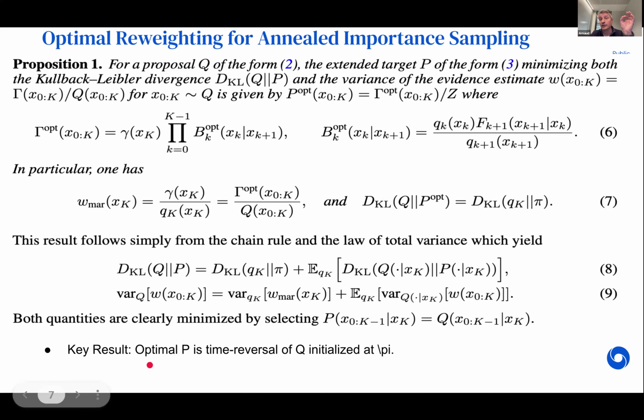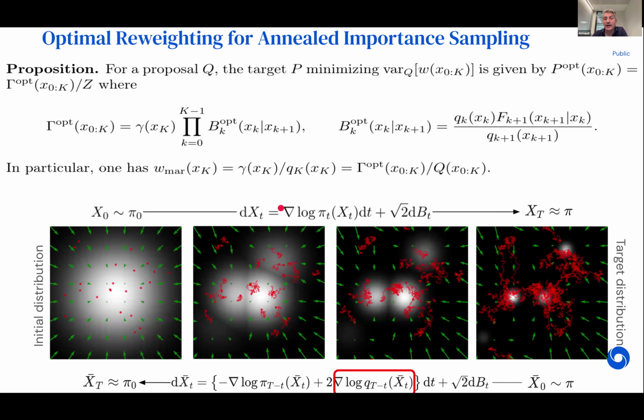To summarize, the key result of this slide is that the optimal extended target distribution you should pick is the time reversal of Q, the forward dynamic, but which is initialized at the target distribution pi instead of Q capital K. That's what it is. Okay, so that's an interesting result. Unfortunately, except in very, very simple cases, it's very unclear how to approximate that. Well, actually it was very unclear until two or three years ago, when the idea of denoising diffusion algorithms came across.